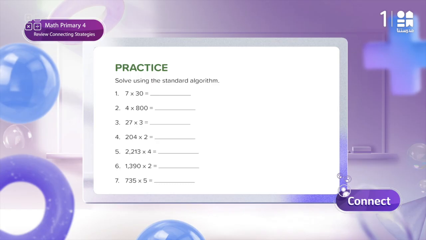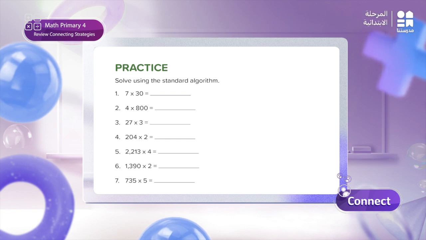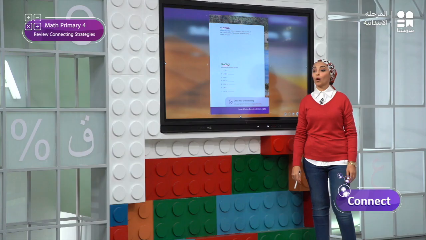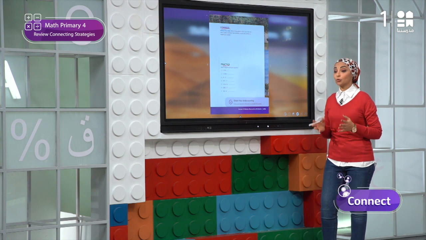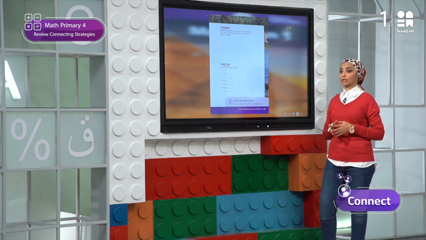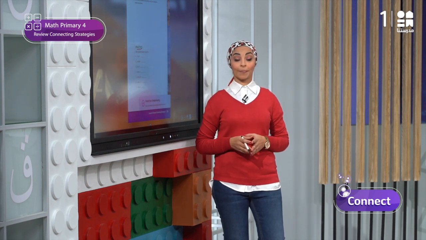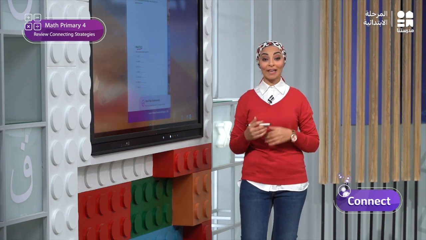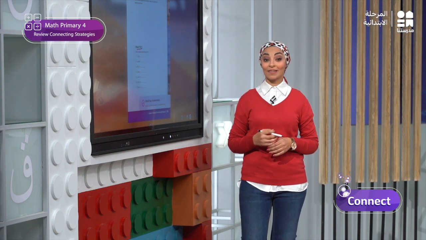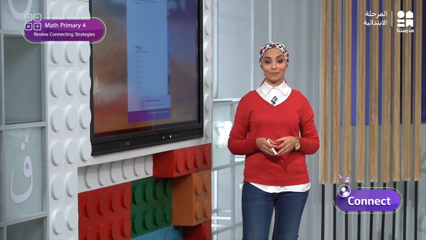And now let's master multiplication in the practice part on page 279, on the same page in your school books. We will find some practice problems. As we can see, we have some practice problems. We want to solve using the standard algorithm strategy, to apply what we have learned. And now I'll give you some time to answer problem number one and two. And when we get back, I will discuss the solutions and the answers of all the problems.